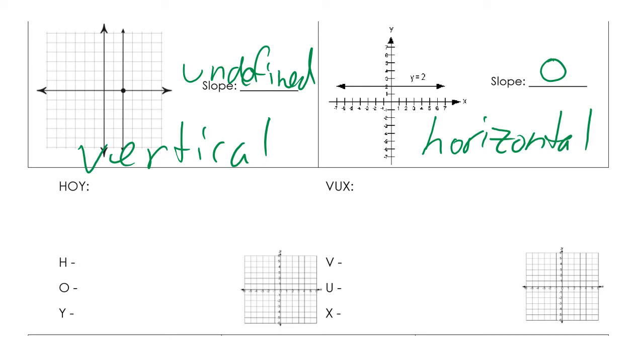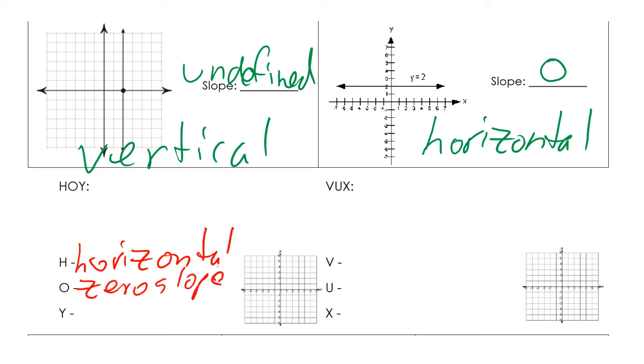So now, HOY and VUX, these are little codes to help us remember this. H stands for horizontal. O stands for 0 slope, not no slope, a slope of 0. And Y stands for Y equals a number. That means the equation is just going to have Y in it. Let's see, Y equals negative 4 is going to cross the Y-axis at negative 4. And there's the horizontal line, Y equals negative 4.